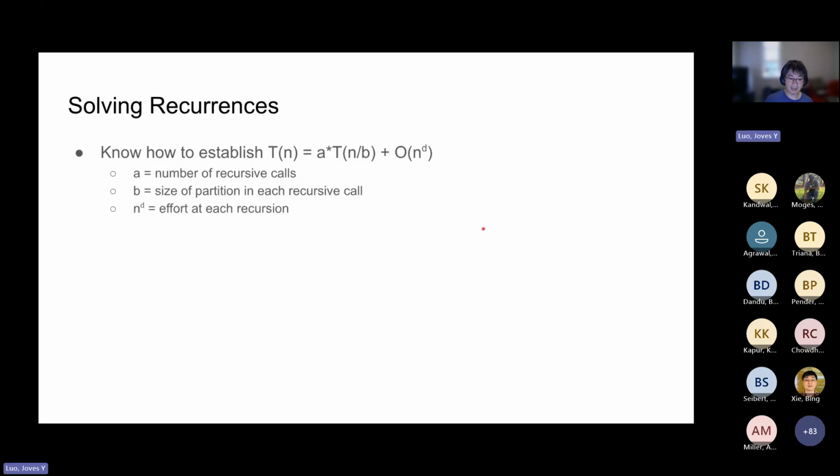N to the D is the effort at each recursion. You can look at the D separately, or you can look at this entire term together. You don't have to say, oh, my D is equal to 1 because it's O of n work, or my D is equal to 2 because it's O of n squared work. You can just say it's O of n squared work, it's O of n work, it's O of n cubed work, it's O of log n work, etc. Right? So you can try to look at this term entirely by itself.